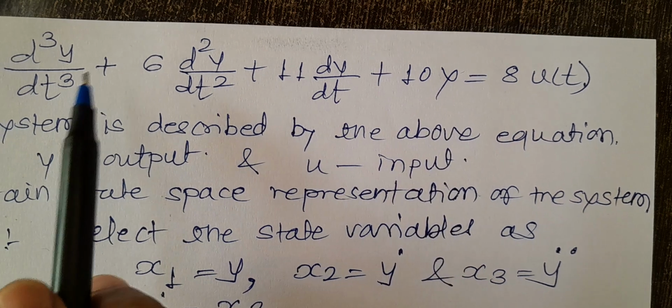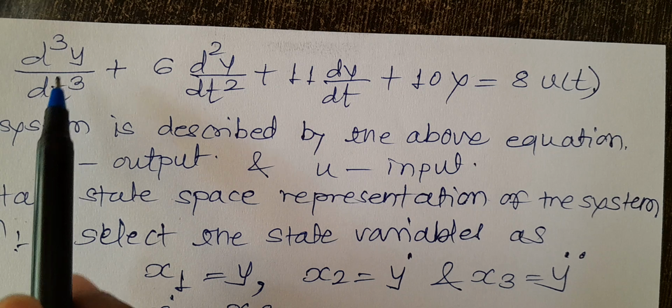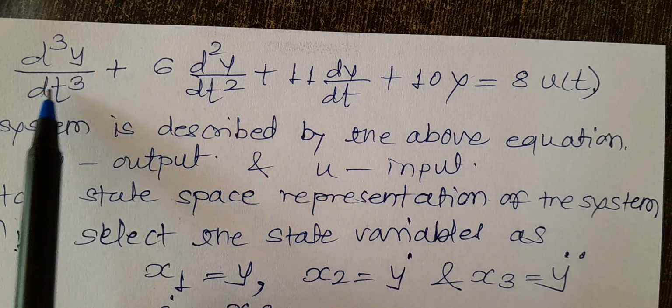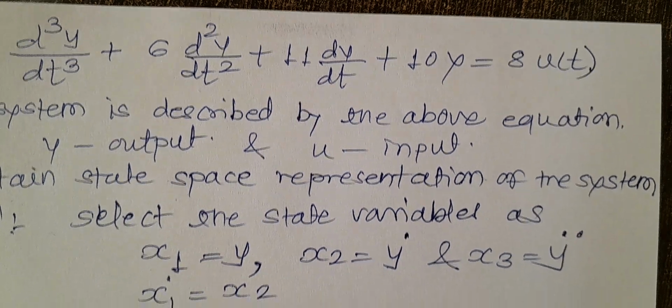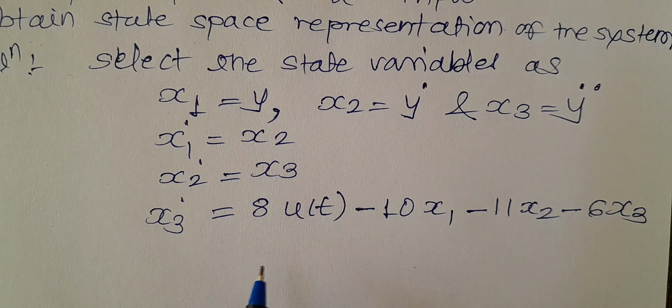So what we have done is chosen the state variable x1 for y, and this d cube y by dt cube is actually x3 dash. So we have to find x3 dash. I have taken all these terms on this side and substituted the state variables.